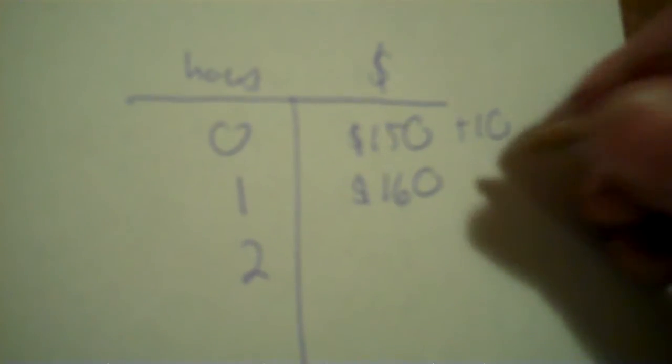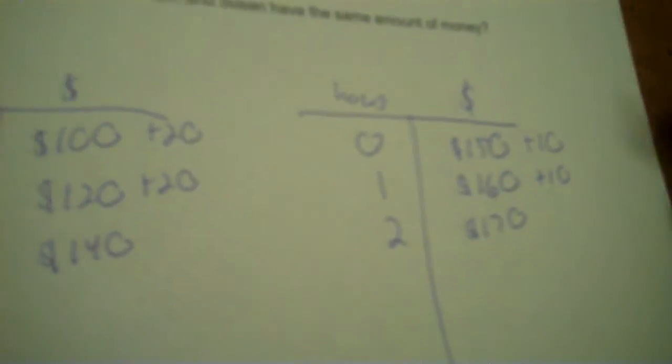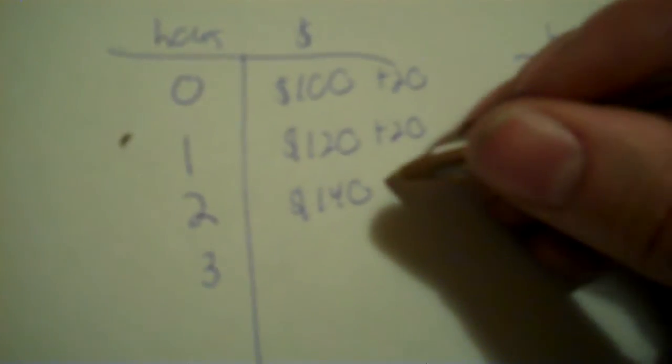2 hours, we add 20. 120 plus 20 is 140. We add 10 to the 160, and that's 170. So they still don't have the same amount. So I go to a third hour. So add 20, 160. Add 10, 180. They're not the same, so I got to keep going.